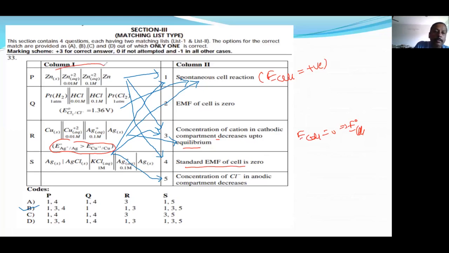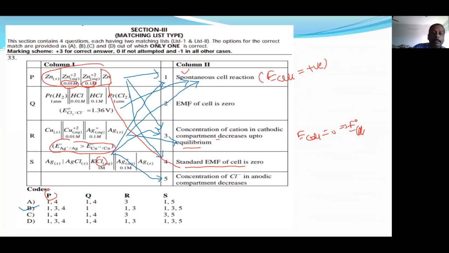See here it is a simple concentration cell. So standard EMF will always be 0. Then concentration of Cl minus, here only one place you are finding the Cl minus. So this is the answer. So for P, what is the P here? This one. The first option is correct because, see, lower concentration is anode, higher concentration is cathode. Therefore, spontaneous. P will be spontaneous.